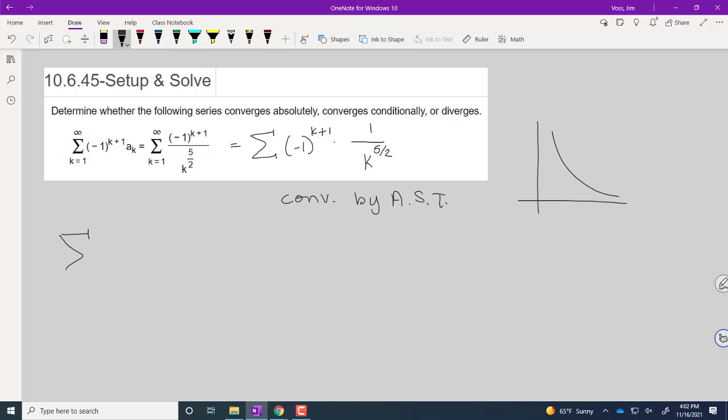How about this series? So now let's consider the series of absolute values. The series of absolute values is a p series. And what is the value for p? 5 over 2. And what do we compare that to? It's greater than 1. So it's convergent. Is this absolute or conditional? Yeah, so that's going to be absolute convergence, because the series of absolute values also converges.